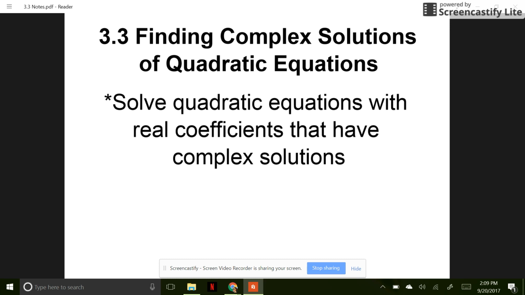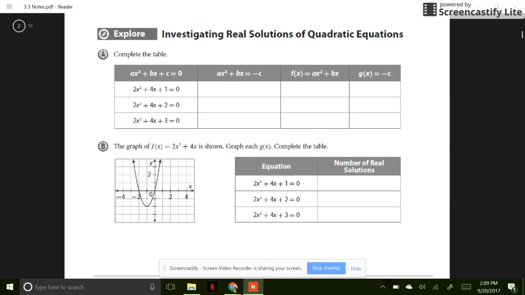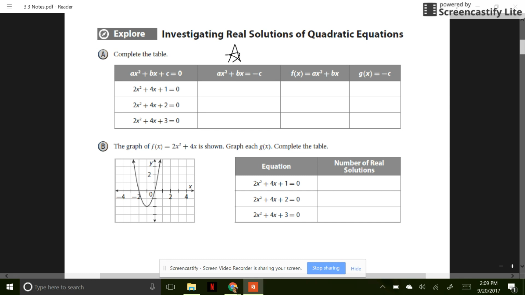Today we're moving on to section 3.3, finding complex solutions of quadratic equations. So first we're going to look at this by graphing. If we want to complete this table, they're giving us equations to start with. Then in the second column here, we're just going to subtract over the whole number. So we'll take 2x squared plus 4x equals negative 1.